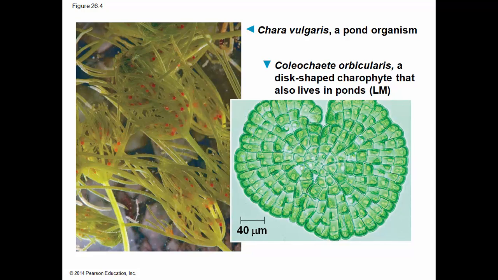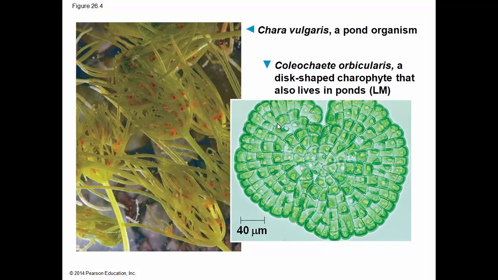Chara vulgaris is a pond organism. It's a structurally complicated green algae. And these little red dots in here are the spores, the next generation of this algae that will be released into the aquatic environment and hopefully find their purchase and grow into new Chara vulgaris. And this is Coleochaete orbicularis. It's a disc-shaped charophyte that also lives in ponds.